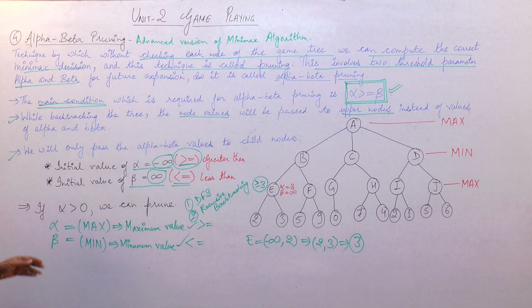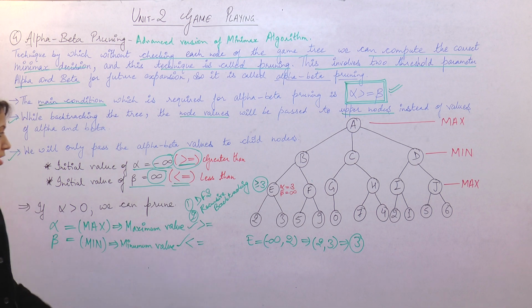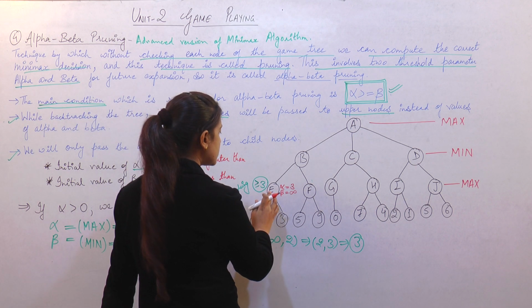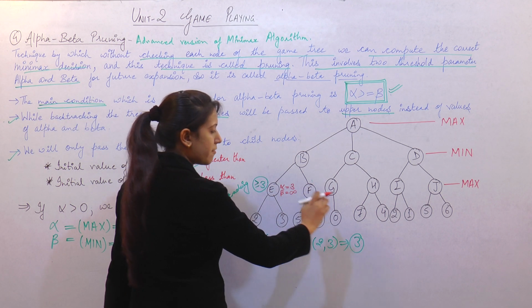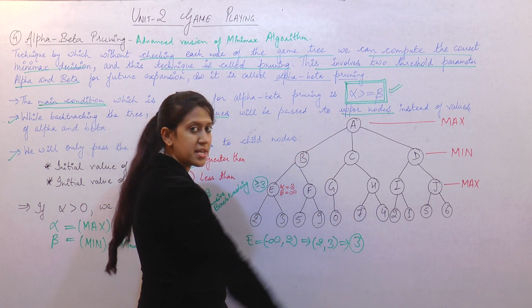Now always remember these 2 points, that while backtracking node values can be passed to the upper nodes. Now, for calculating the value of F, we will backtrack to the node B.